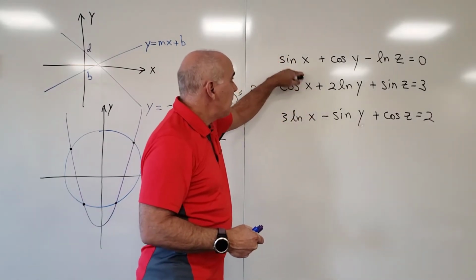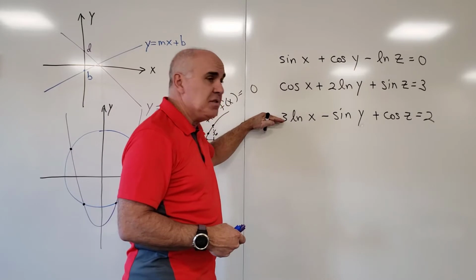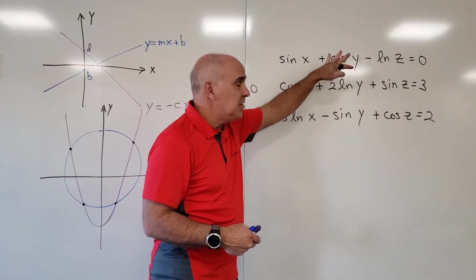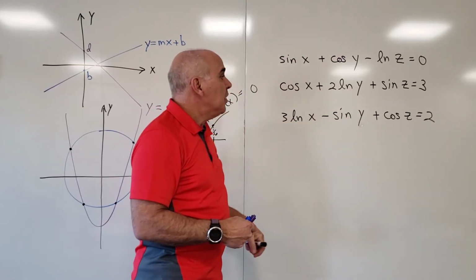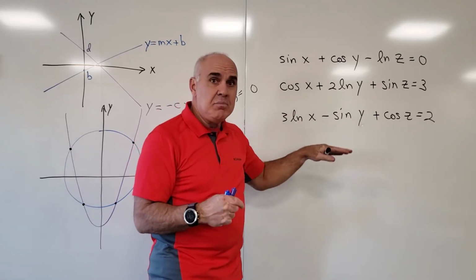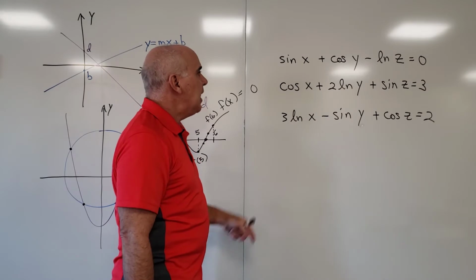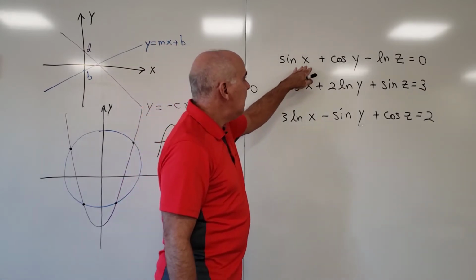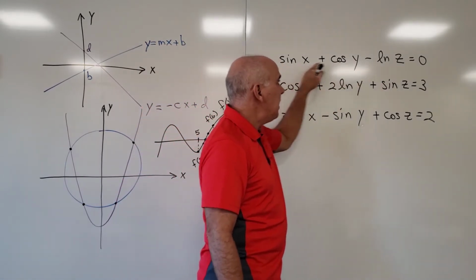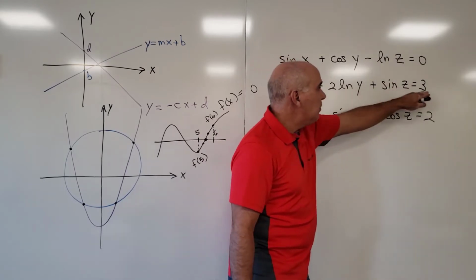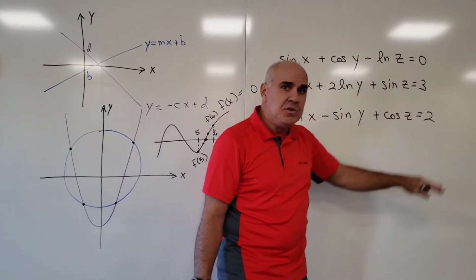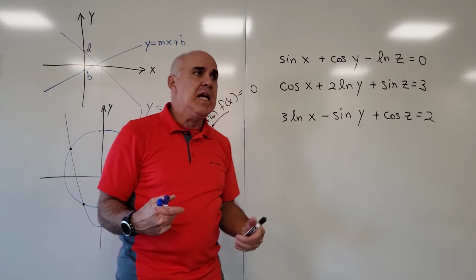Here's an example. So here's a system of three equations and three unknowns. And I've got sines and cosines all over in here, right? So this is a nonlinear system, but I'm interested in the solution to this system. How do I do that? Because the solution is going to be when I have an x, y, and z value that makes the first one equal to 0, the second one equal to 3, the third one equal to 2. But how do I find that solution?